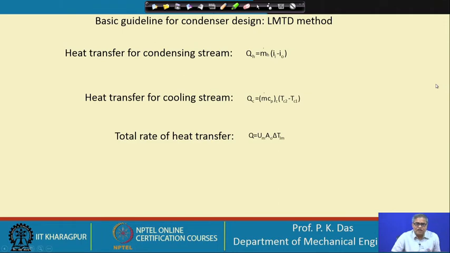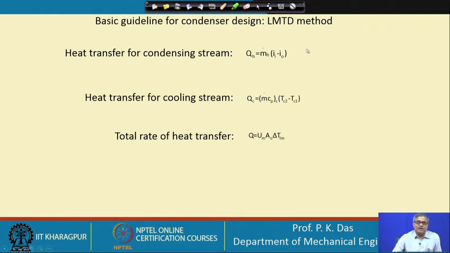So this is just a recapitulation. You will find that I am telling nothing new. I want to impress upon you that the basic design principle for any shell and tube heat exchanger is the same. For condensation, some unique issues will come, which we will take care of.